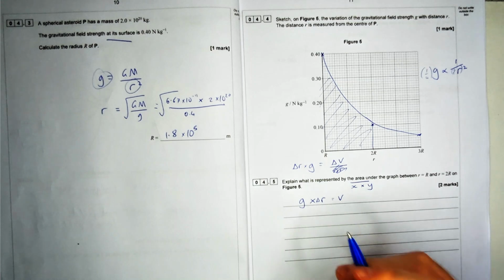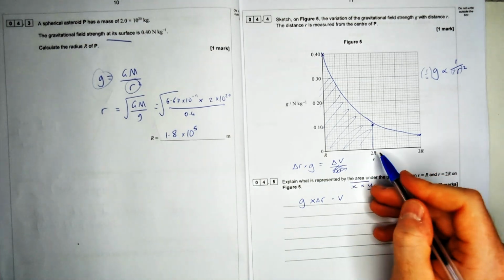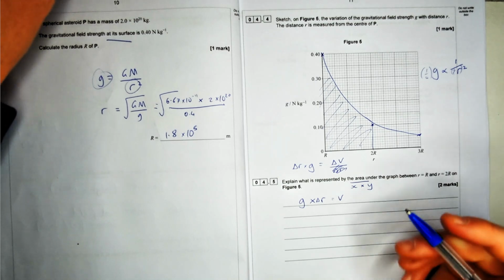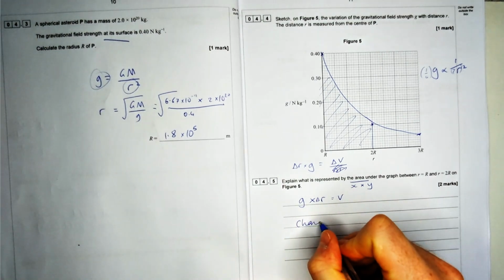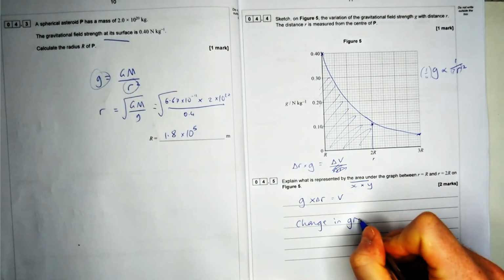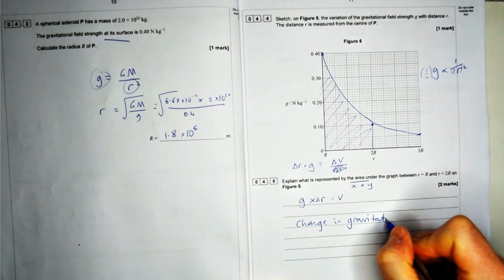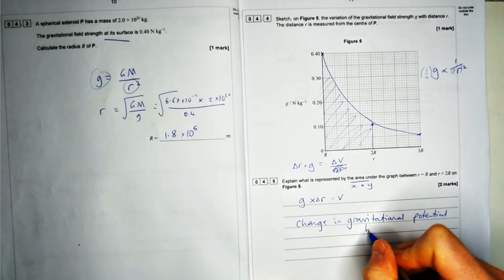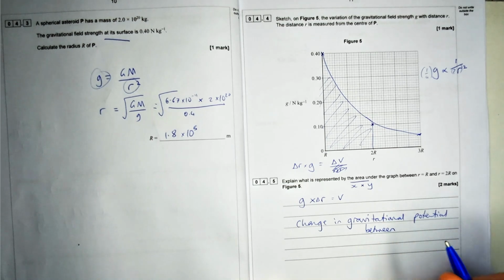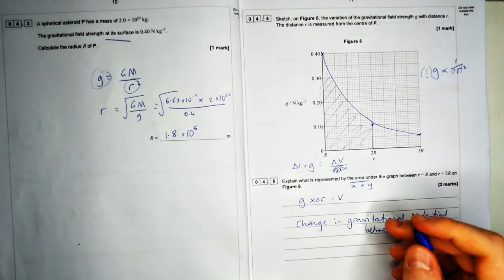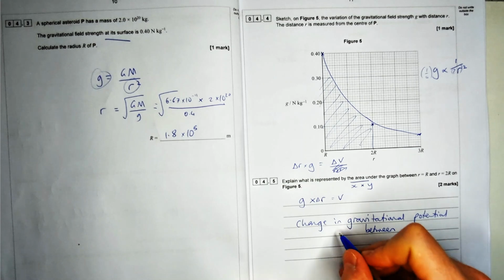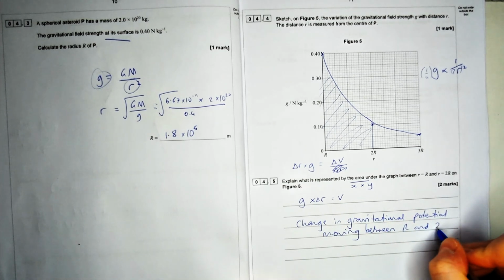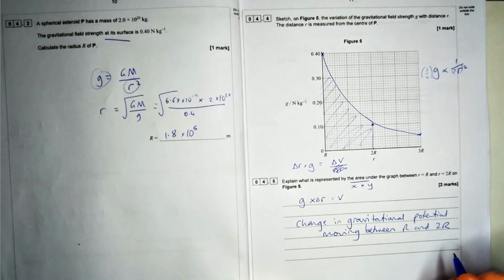Okay, so potential, not just potential generally, we've got to look at what distances we've actually got. The potential we're talking about is going to be the change in gravitational potential between those 2 points. So change in gravitational potential between R and 2R, basically, as it's moved from R to 2R. Okay.